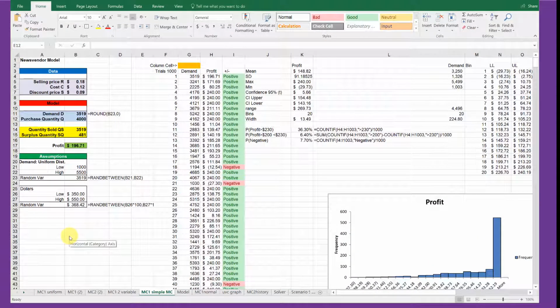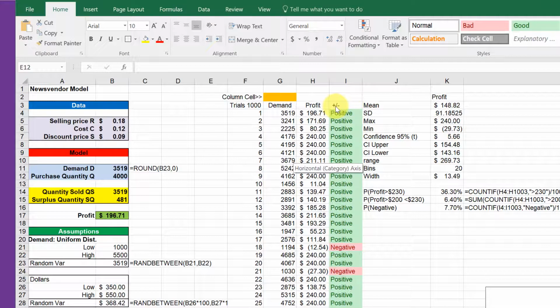Okay, we run our Monte Carlo simulation and we produce some output. In this particular case, it's the newsboy again, and we got an output there of the demand and profit for 1,000 trials. And I added a column here just to help me visualize. I coded it using an if statement.